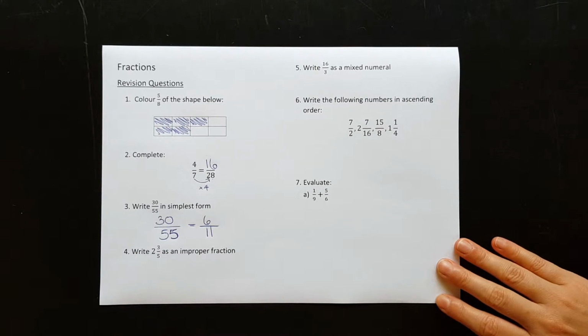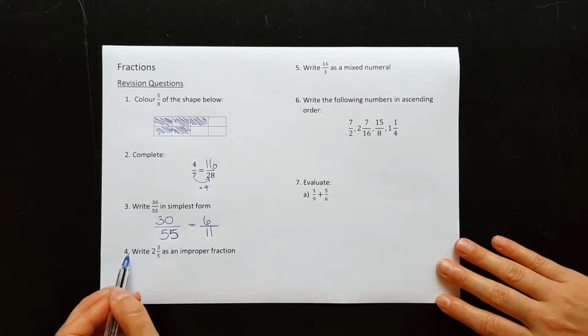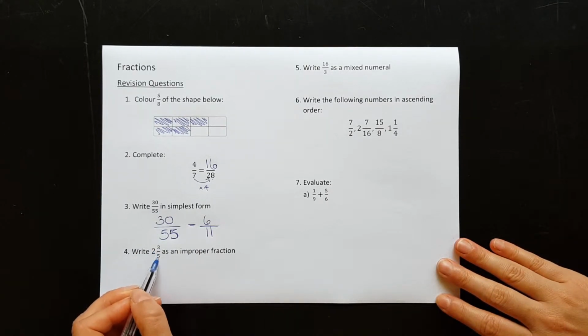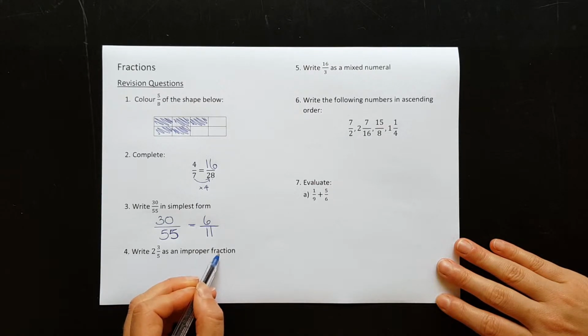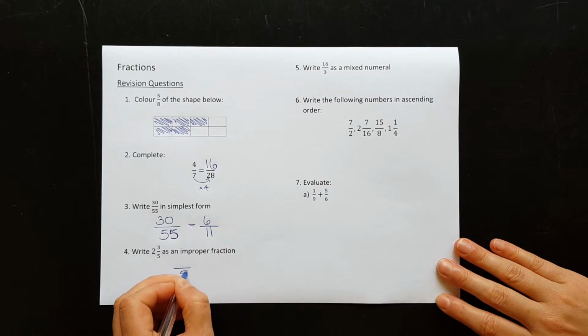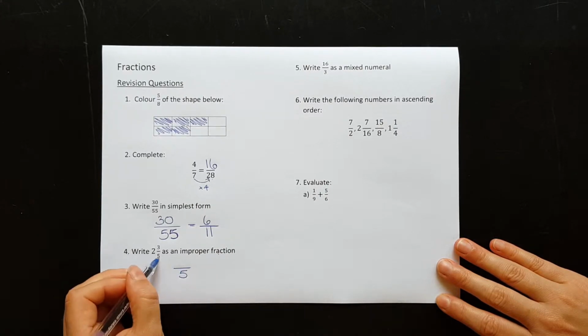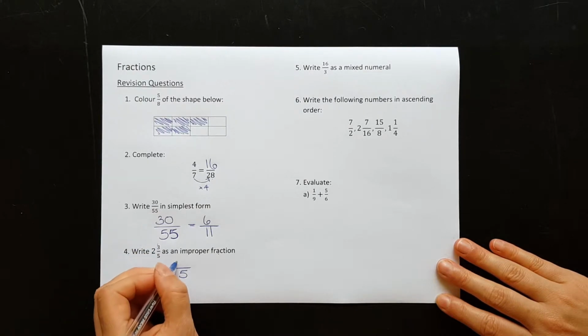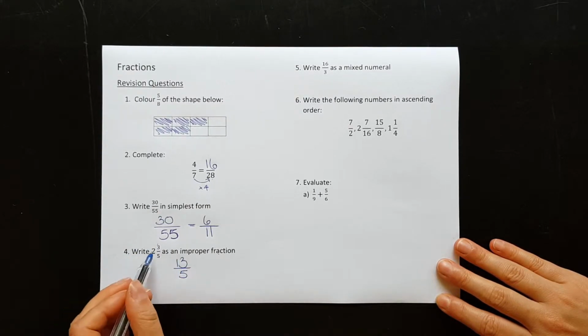So that's my answer. For question 4, we want to write 2 3/5 as an improper fraction. So the 5 on the denominator is going to stay on the denominator. To work out the numerator, we multiply the 5 with the 2, which is 10, and then we add on the top number, which is 3. So this was 5 times 2 is 10, plus 3 is 13. So 2 3/5 is the same as 13/5 as an improper fraction.